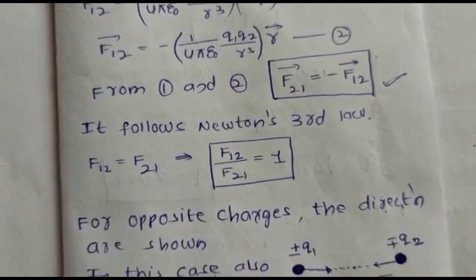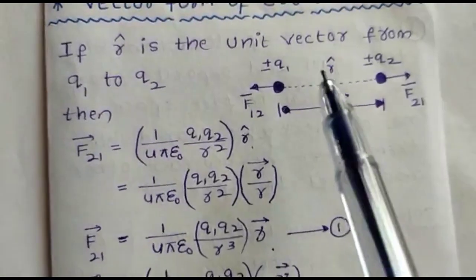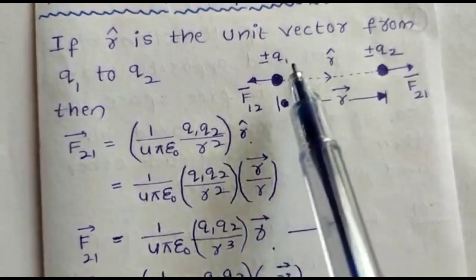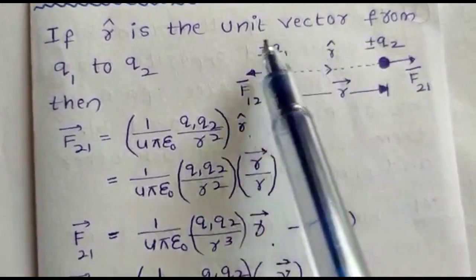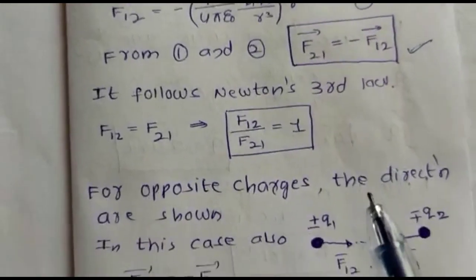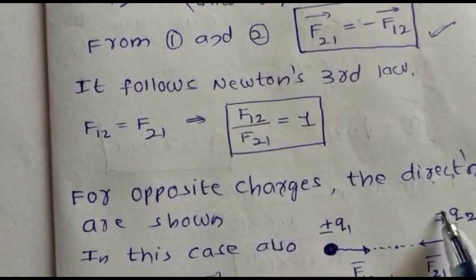Now the direction for opposite charges. What I told you was plus to plus or minus to minus, and this is the diagram for similar charges. If you consider opposite charges, it means if the first charge is positive, then the second charge is negative.